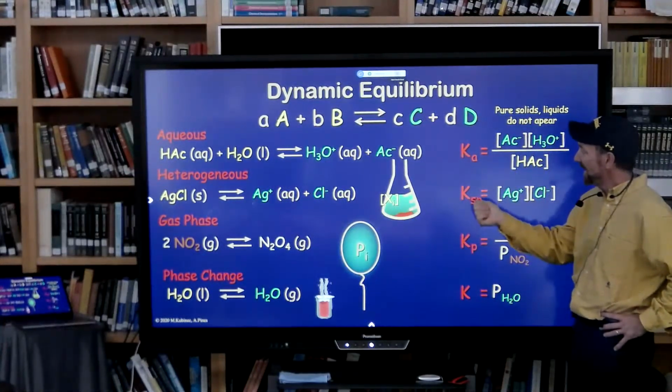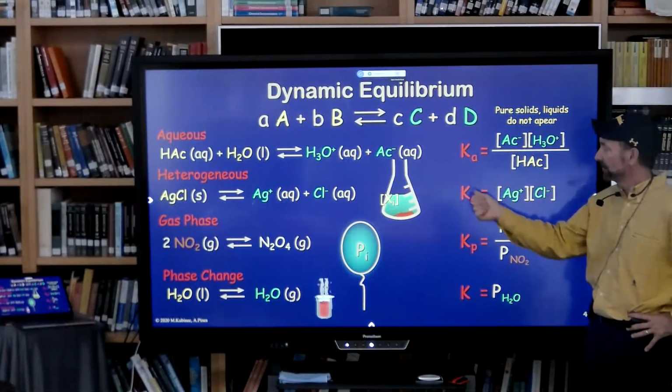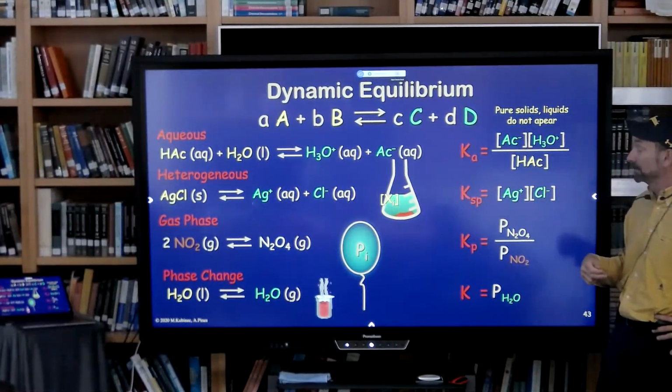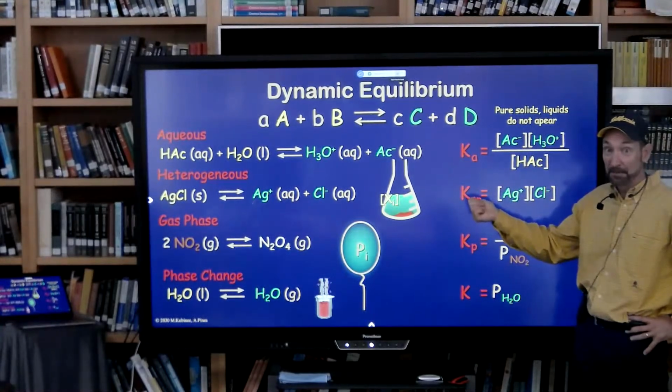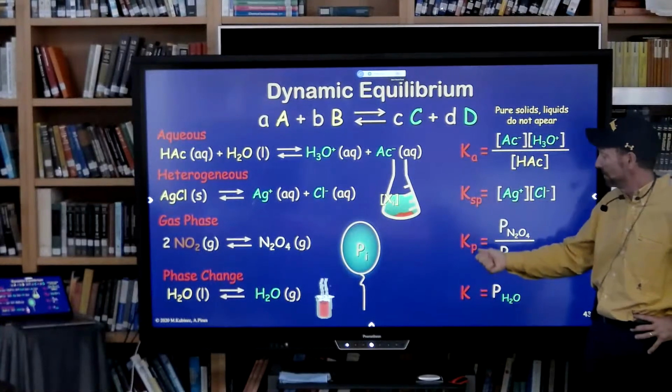We call these KSPs if it's a heterogeneous dissolving. That stands for the solubility product, and it is just a product. But it's still just a K. It's still just an equilibrium constant. It's still just a Q. Nothing special, just a name.